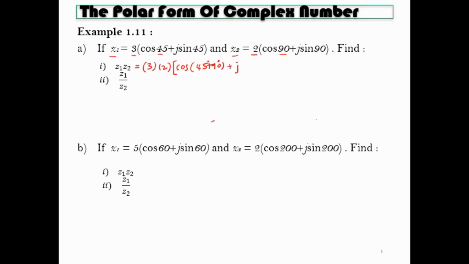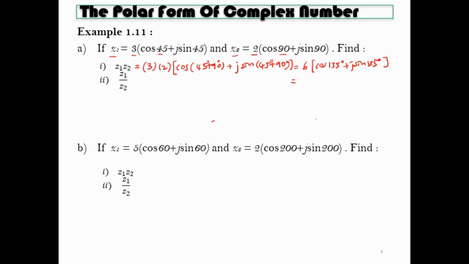Okay, and then for the imaginary, J sine 45 plus 90 degree. So what's the answer here? So it will be 6 cos 135 degree plus J sine 135 degree. That's it. But don't stop there. You should give the answer in the standard form. We have learned before how to find the standard form from the polar form.